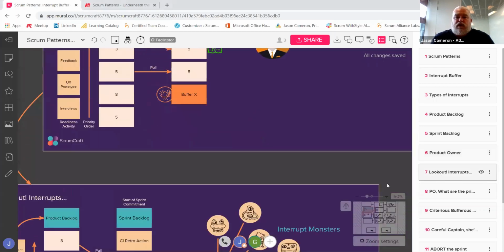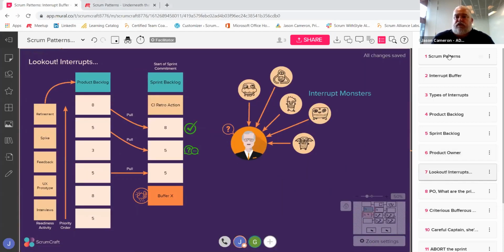Now, what happens as you're progressing through the sprint? When you get these little gremlins, the interrupt monsters, they come in and they go, oh, I've got a maintenance request. It's really important. Poor old product owner here, he's scratching his head. He goes, oh, what am I supposed to do with these interruptions?